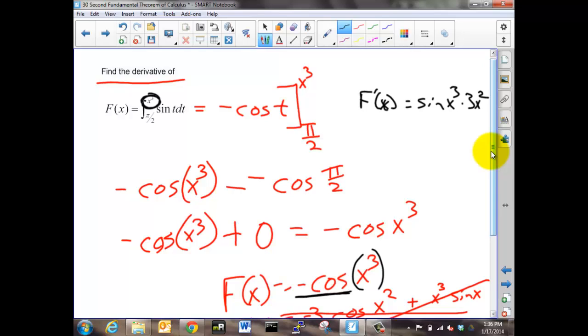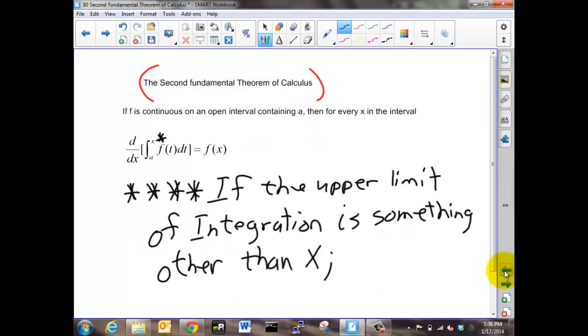Okay? Does everybody hear what she said? She said derive the top, derive the x cubed, 3x squared, and then plug it in for the argument over here. Does that make sense? She said take the derivative of the upper limit of integration, 3x squared, and then plug the upper limit of integration into the function. All right? Does that make sense? Okay, yes.